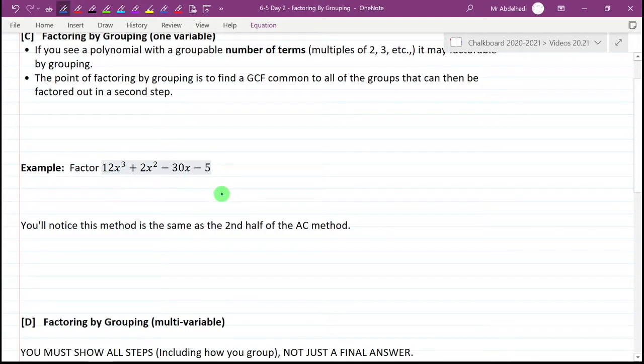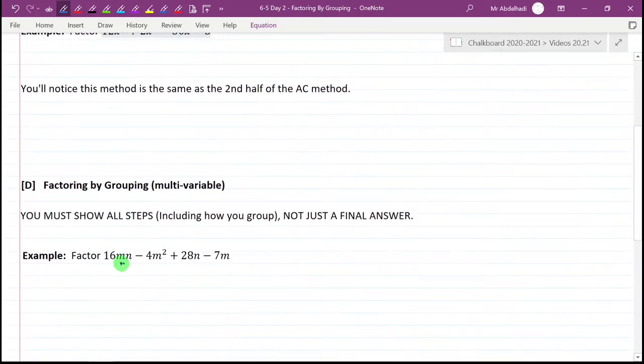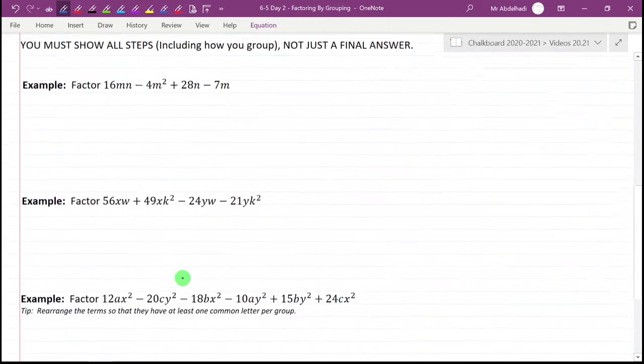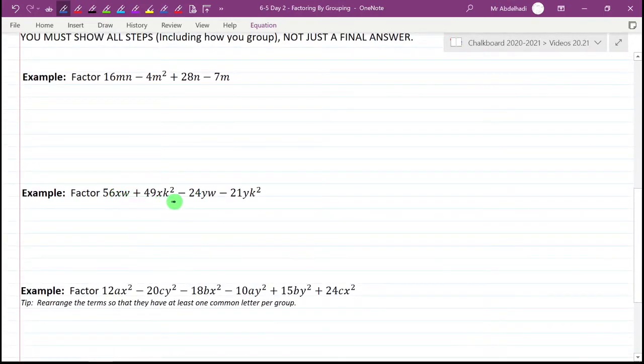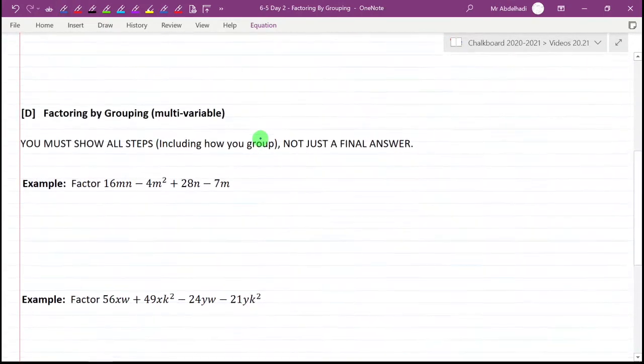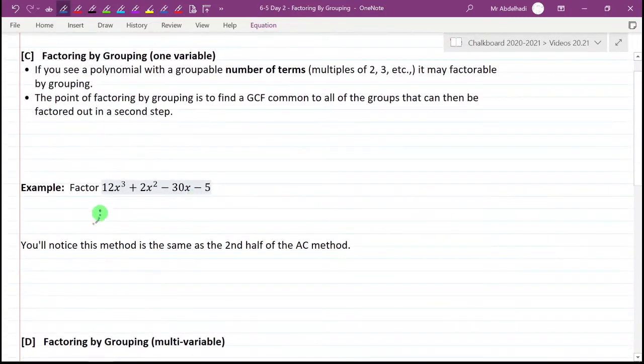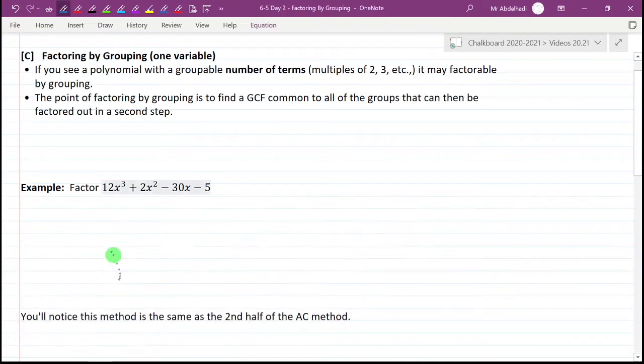Now, in the AC method, you always have the same one letter all the way across. Here we have different letters, M and N, X, W, K, Y, all kinds of stuff here. So the first one we're going to do is the most familiar one. The first one only has X's. And usually when you have only one letter, you arrange it in highest power to lowest, and you group together the first 2 terms and the last 2 terms like we've been doing for the AC method. And you look for a GCF. So we're going to do that.